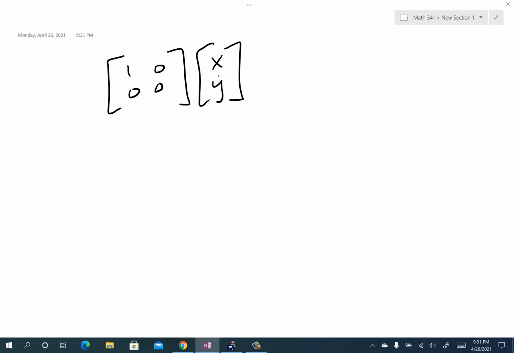You have 1 times x plus 0, and all you're going to have is the y is going to have 0. Sweet. So if I want to project onto the y-axis, I was correct when I said it should be this and this, which will give you this and this. Now, we'll talk a little bit more about where that comes from.